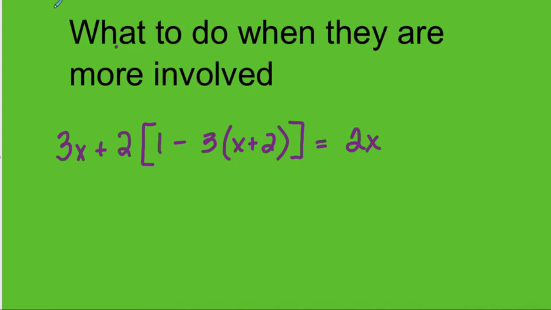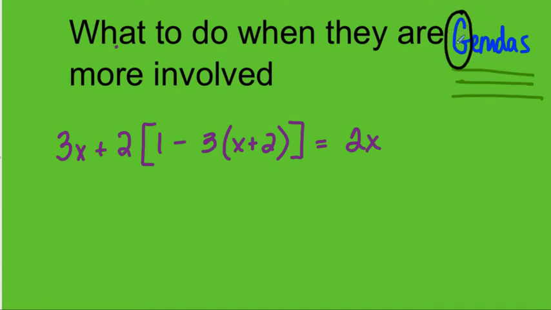All right, now what do we do if the equations are more involved? Now remember, we've been working a lot on GEMDAS, simplifying expressions. GEMDAS is really used to simplify expressions. So what happens when we have equations? Well, when we have equations, we have to treat each side of the equals like an expression and then balance. So this one's more involved because there's more than just parentheses. There's also brackets, which is why we use the G for grouping.